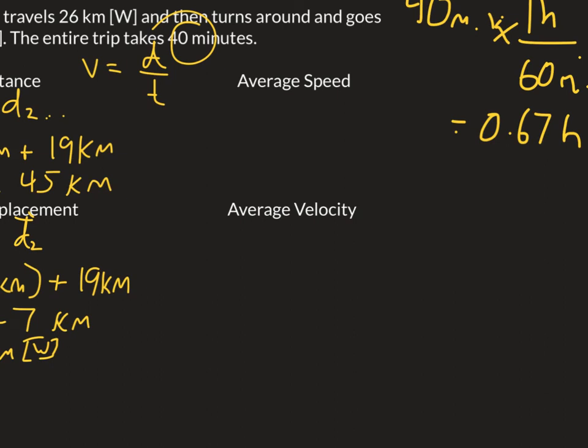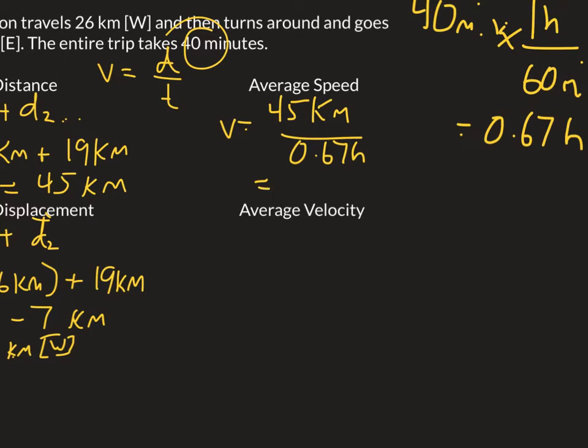So when we put this into our calculator, our velocity is distance divided by time. Our total distance that we calculated before was 45 kilometers. So our speed is going to be 45 kilometers divided by our total time of 0.67 hours. And when I throw that in the calculator, what I get as an answer is 68 kilometers per hour.